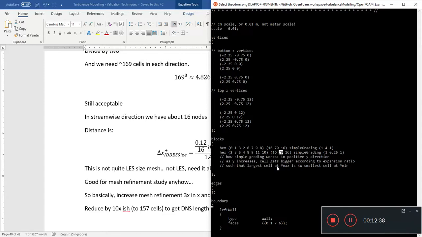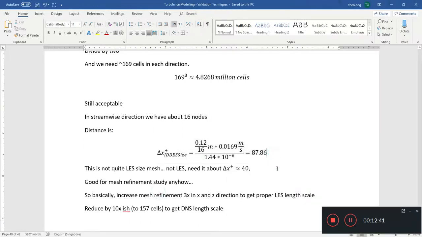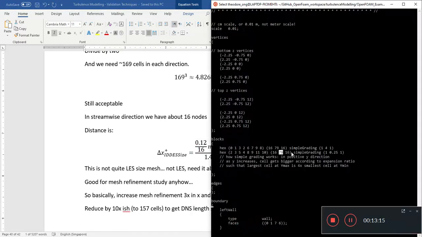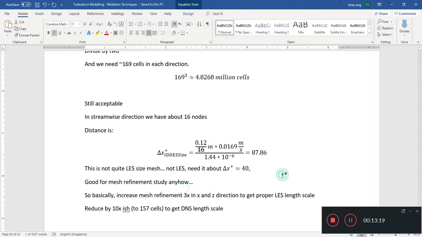So how much can we get away with? If we divide 12 cm into 16 nodes, we get an IDDES mesh size of about 87.86, which is a little bit coarser. In fact, it's a little bit too coarse for IDDES in general. So we need to reduce this by 2 to 3 times, or maybe 2.5 times. If we want to run a true IDDES, this should be about 40, not 16. So I kind of mistyped there, but it's interesting. It's good for a mesh refinement study anyhow. If we have slightly coarser than IDDES, let's see how much time we can save.